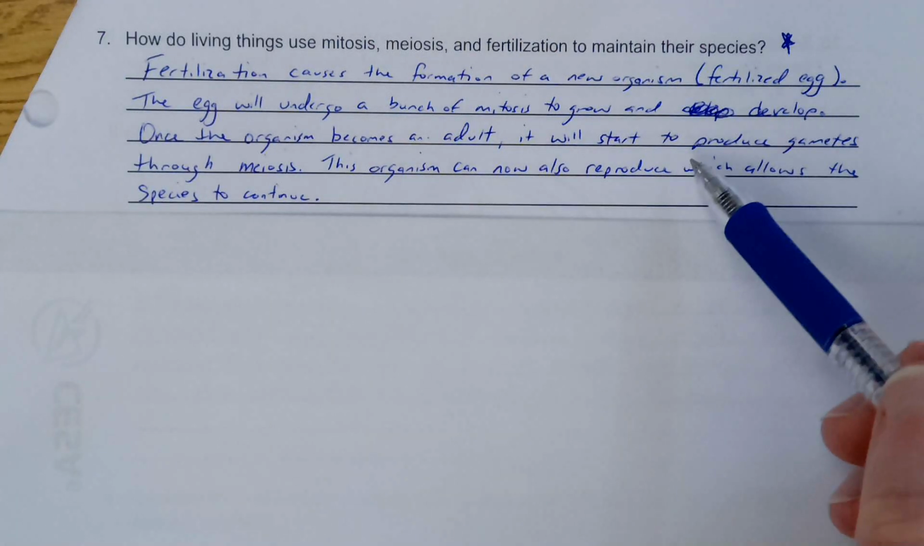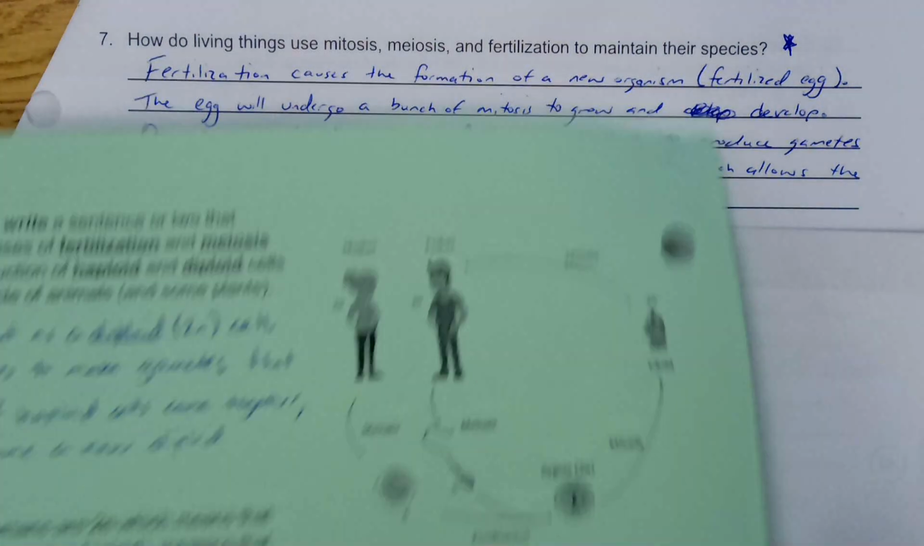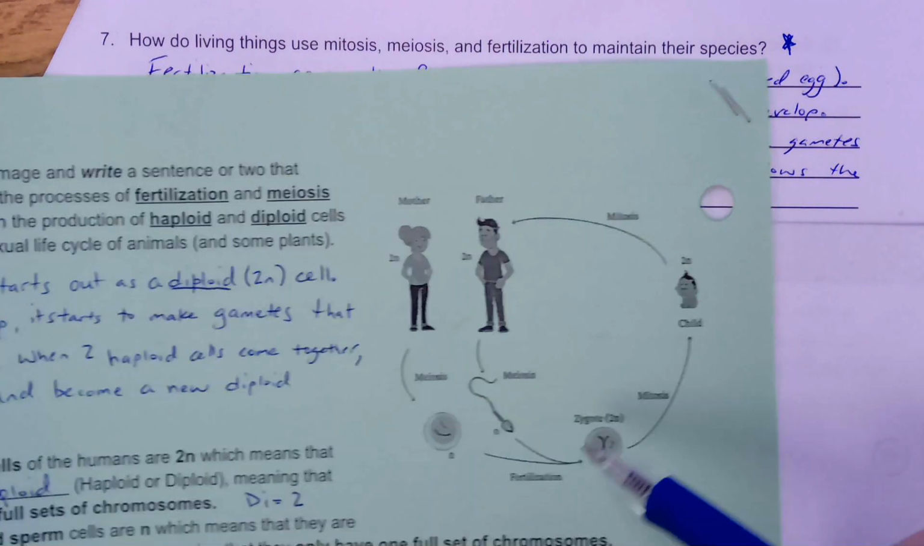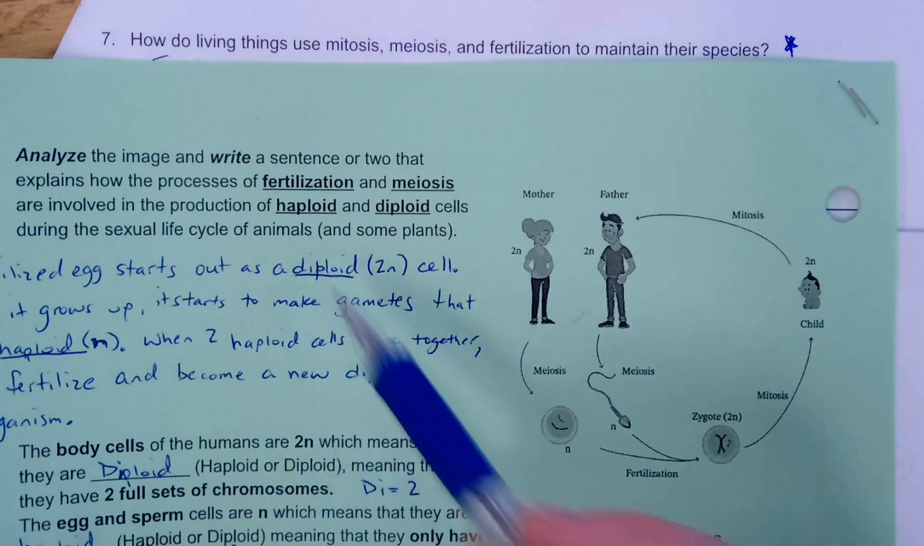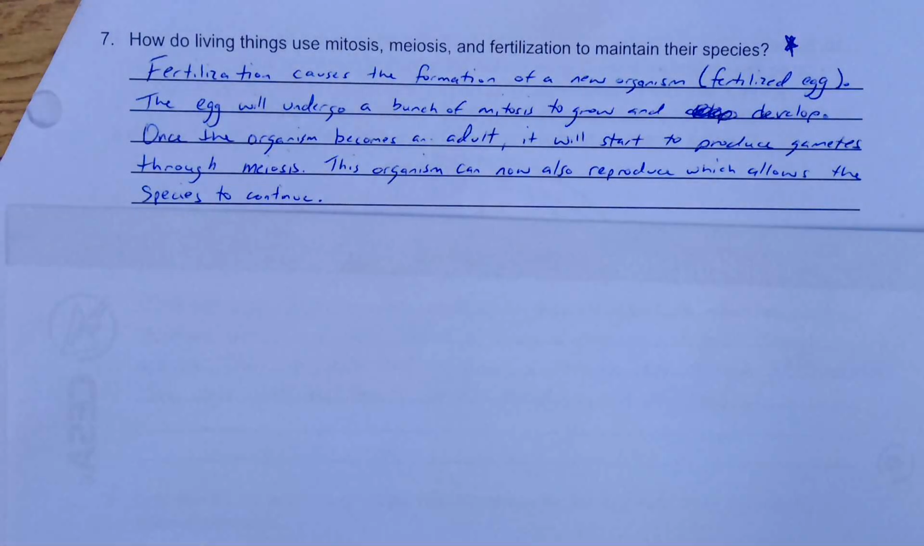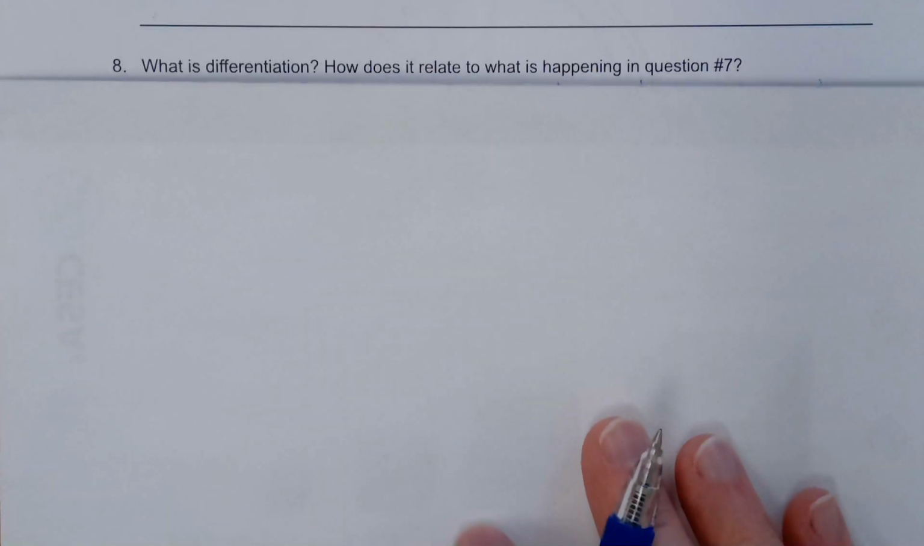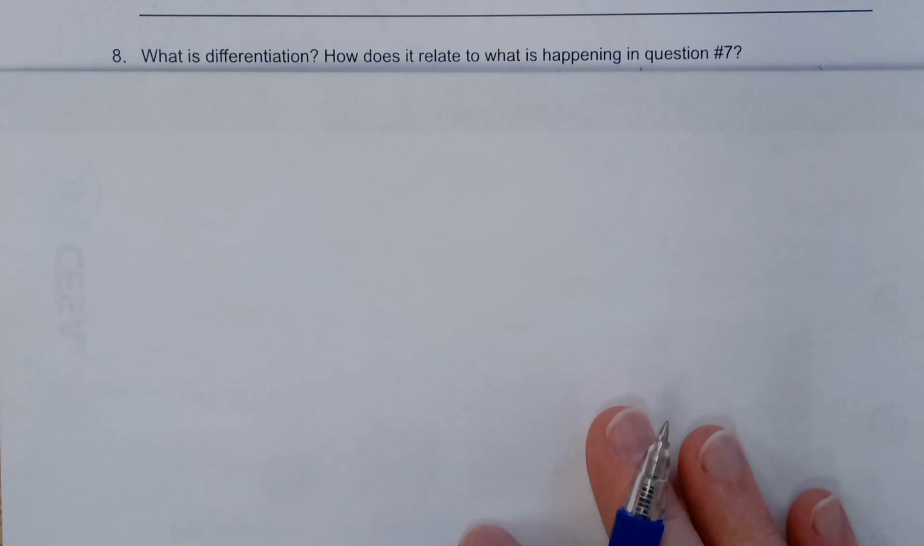Okay, there was a diagram in our notes that looks like this. In other words, this answer got pulled from here, and you should definitely study that a little bit. Okay, now question number 8 says, what is differentiation? How does it relate to what is happening in question 7?